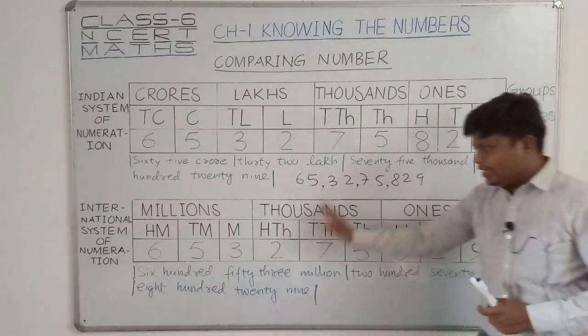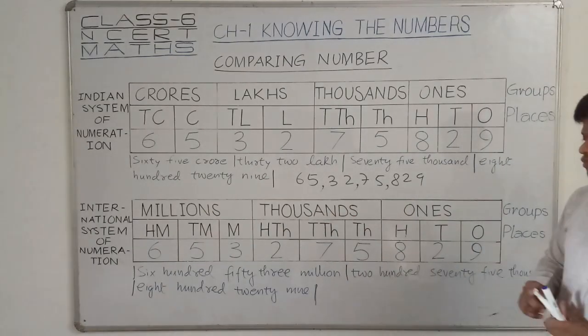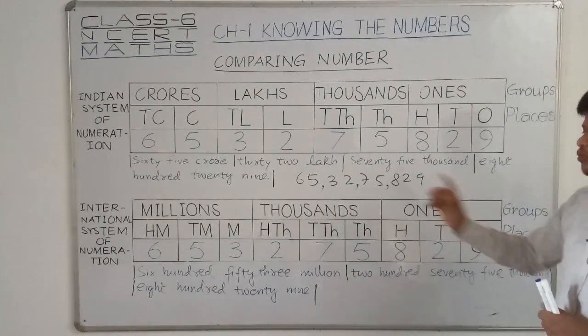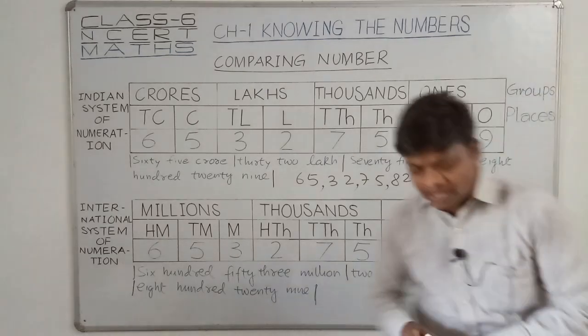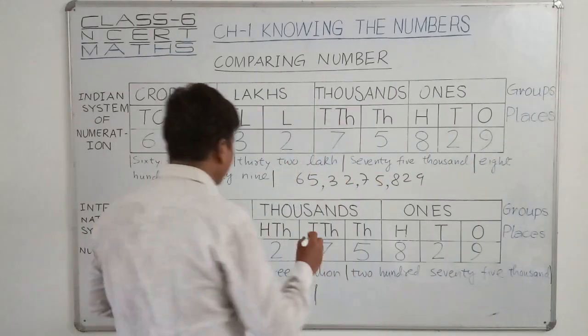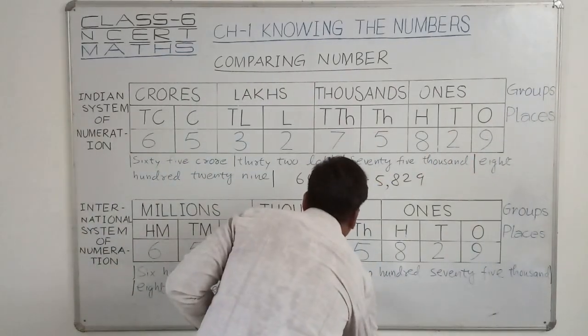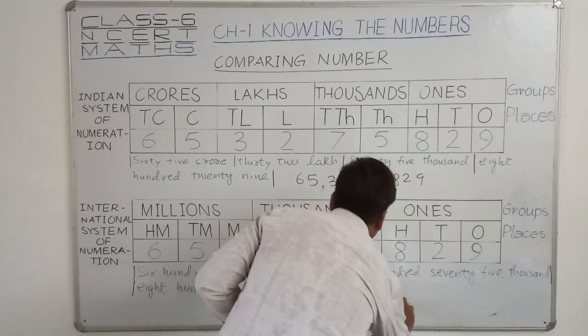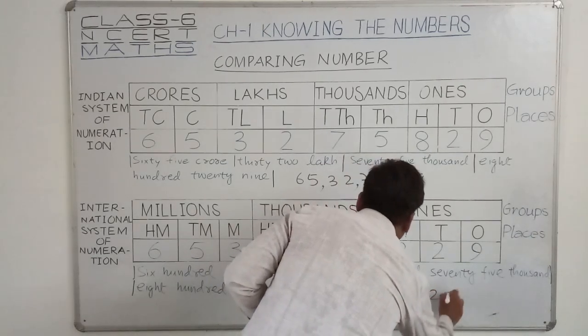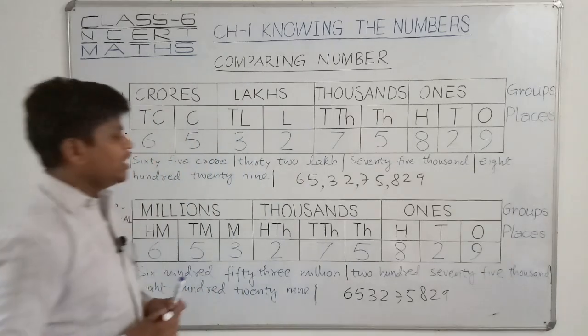Now in the international system, one thing we have forgotten, that we have to put the commas. So what pattern do we follow to put the comma? Just like if we write the number 65327589, this is our number. So how can we put the comma?